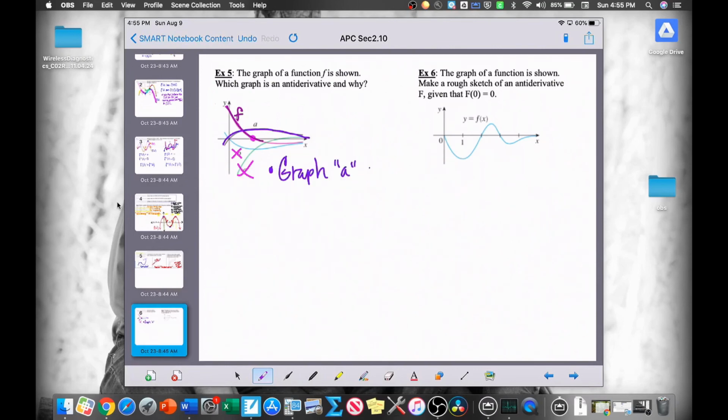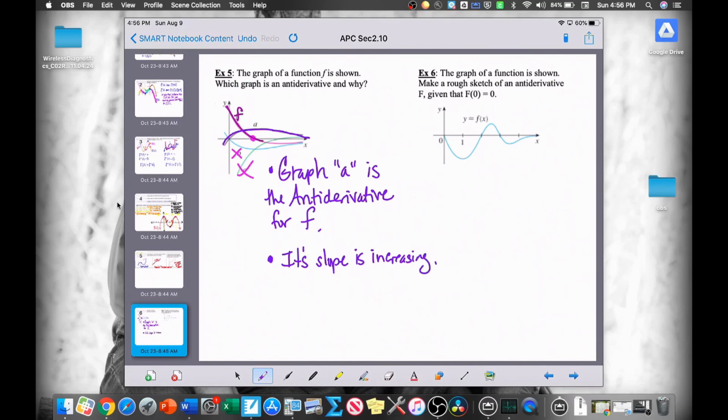Graph A is the antiderivative for f. And why is that? Well, we could say because graph A, its slope is increasing, then 0, and it's 0, or we have a 0 slope, when f changes from above the x-axis to below the x-axis, right? Then it begins decreasing. Okay, so that's how we determined that graph A was kind of the last graph standing and had to be the antiderivative of graph f.